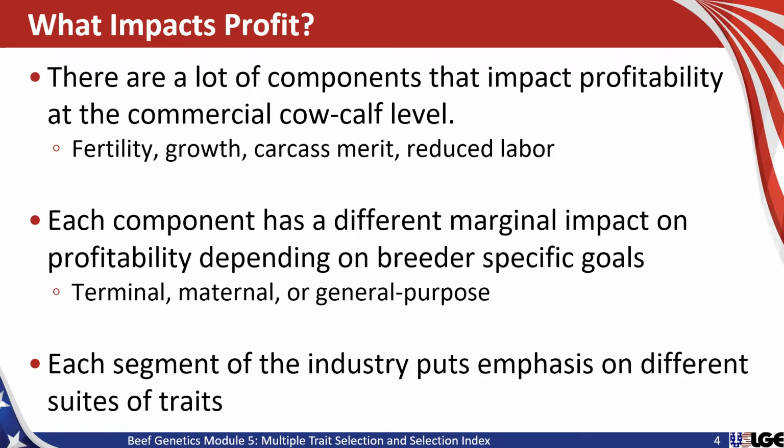If the breeder has a terminal objective whereby all calves born are destined for harvest, then it is things like growth and potentially carcass merit that impact profitability. Whereas if somebody retains replacement females, but also sells calves either at weaning or at some point later, then it is a mixture of traits related to terminal objectives and maternal objectives that impact profitability. And each segment of the industry puts emphasis on different suites of traits depending on what traits impact their revenue and costs.